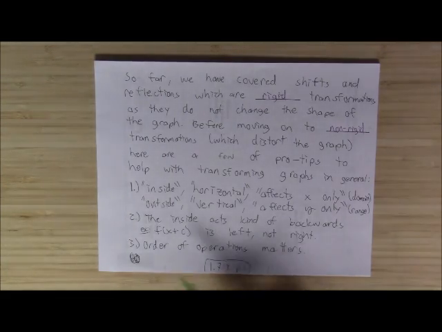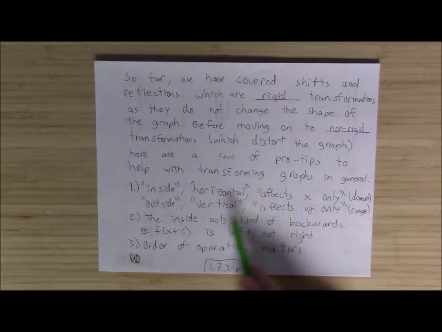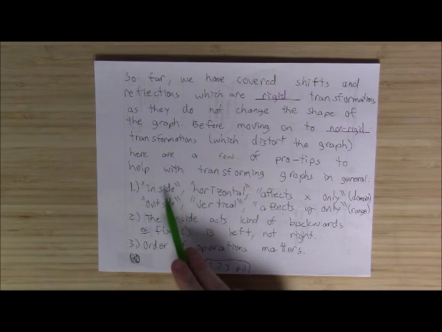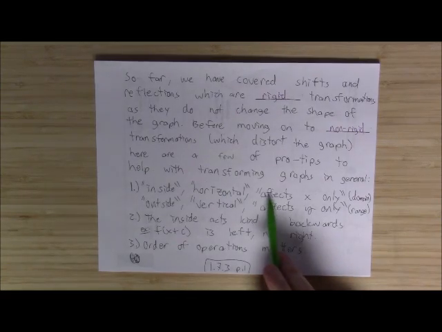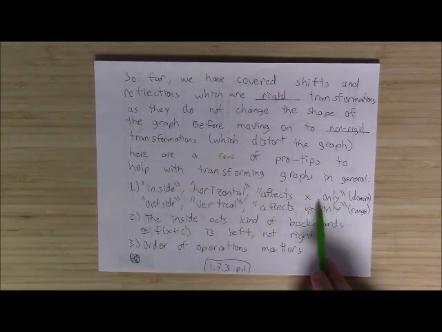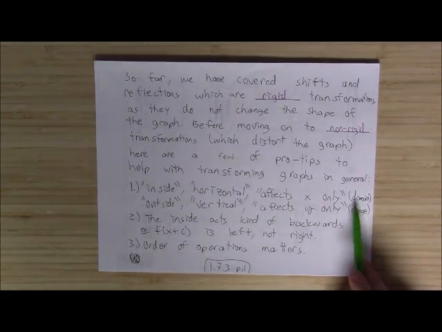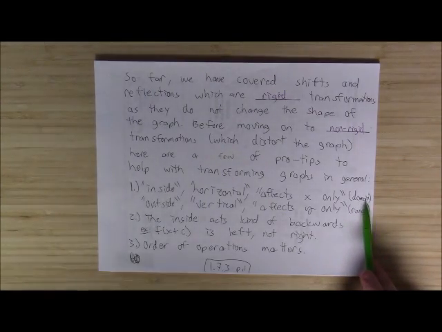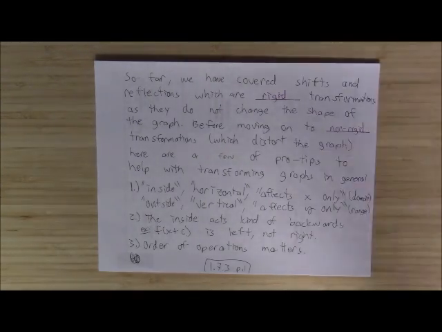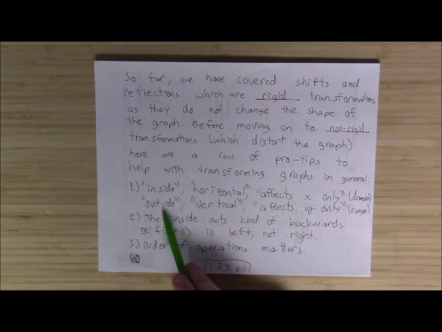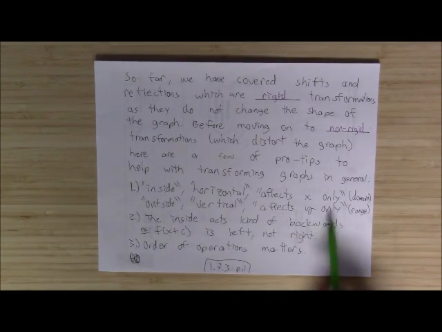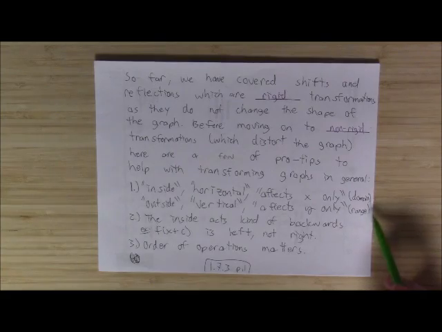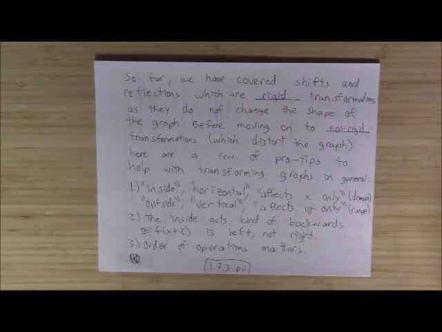So the first pro tip is that inside, in the word sort of inside, always means that it's going to be some sort of a horizontal transformation. And this always means that it affects x only. Namely, we saw at the end of the last video that this has some effect just on the domain. Conversely, if it's outside of the function, the transformation happens sort of on the outside, then it's a vertical transformation and it's only going to affect the y values. Namely, the range gets affected. So that's the first pro tip.